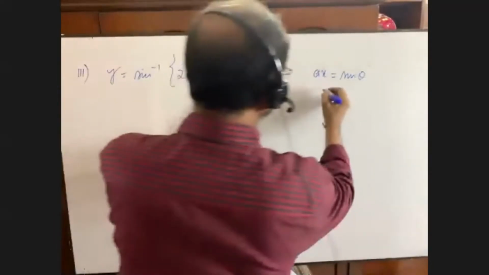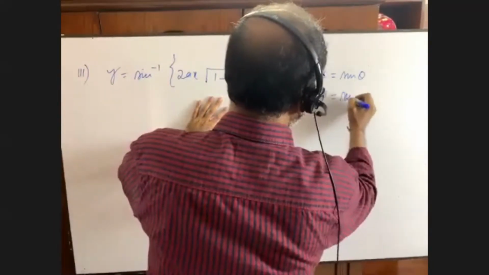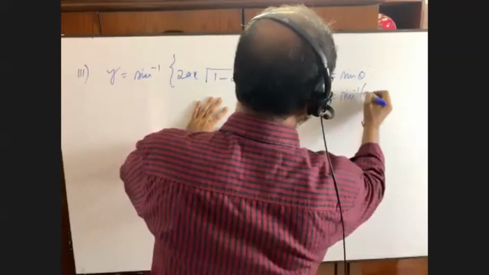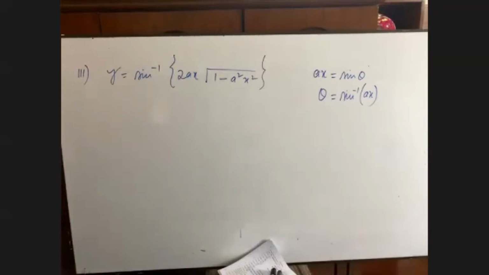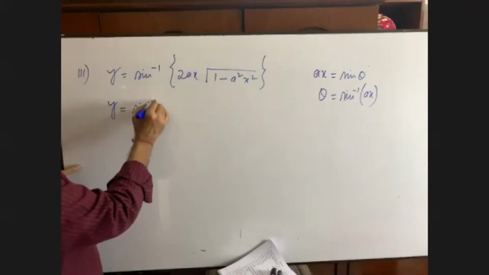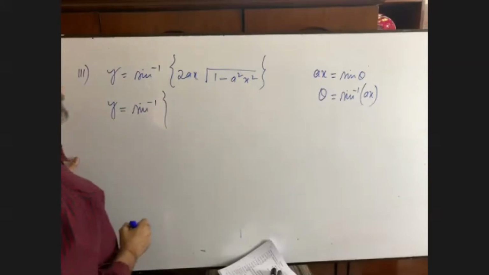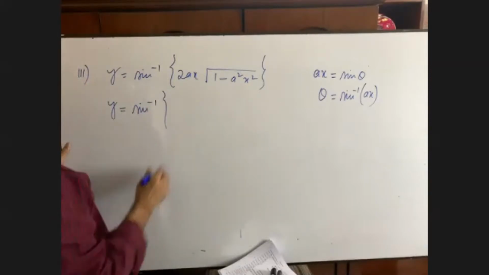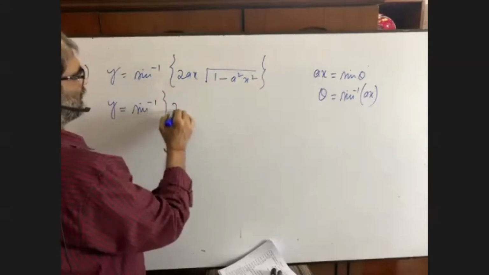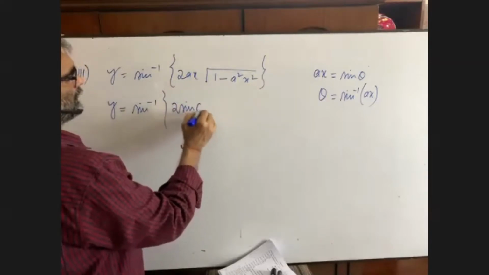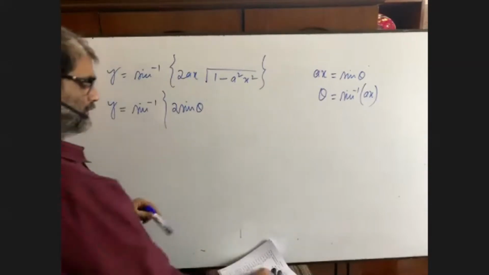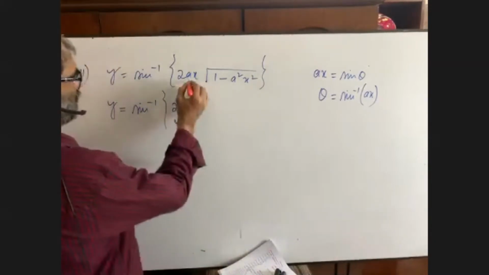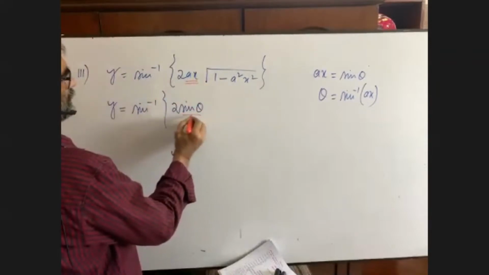So theta equals sine inverse x, right? So we can write y equals sine inverse 2ax. So ax equals sine theta, so we can write 2 sine theta. Am I right? What is the value of ax? You see, ax equals sine theta.